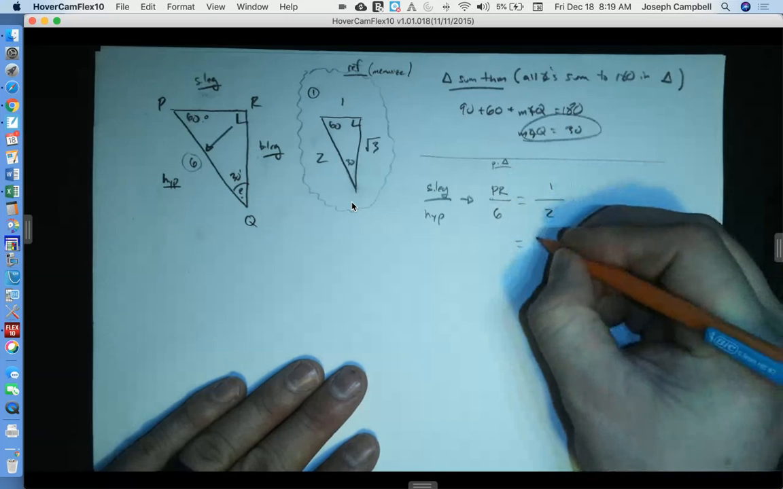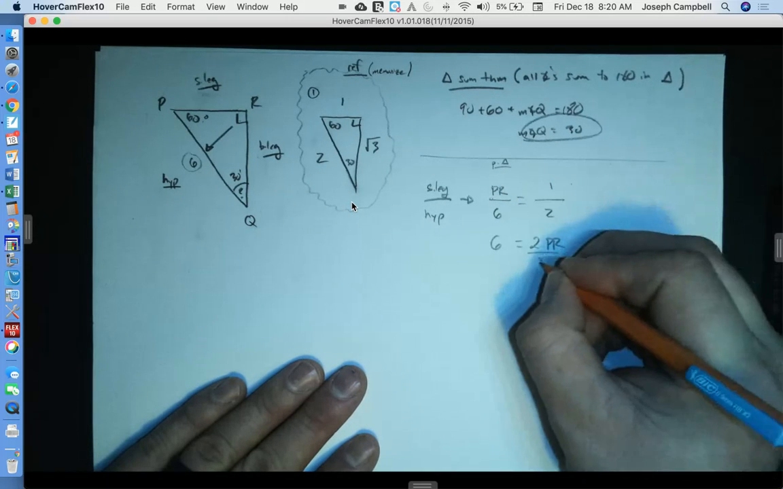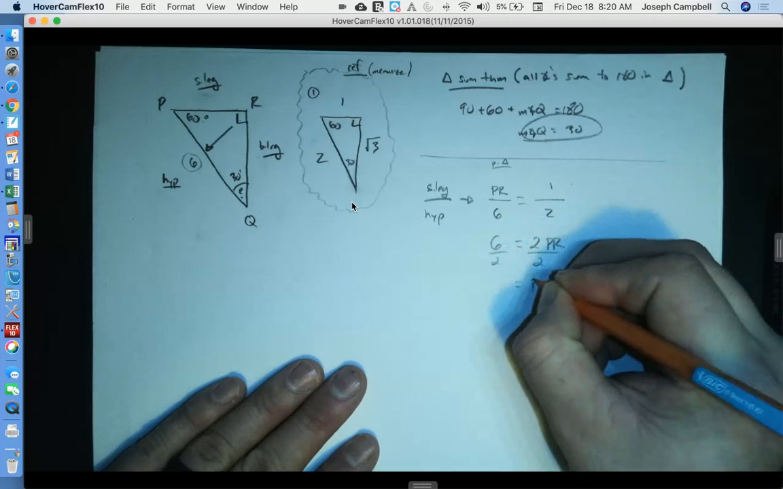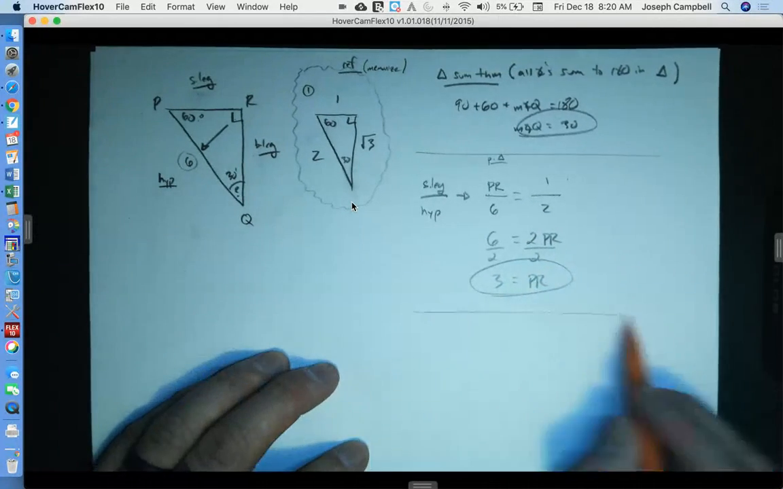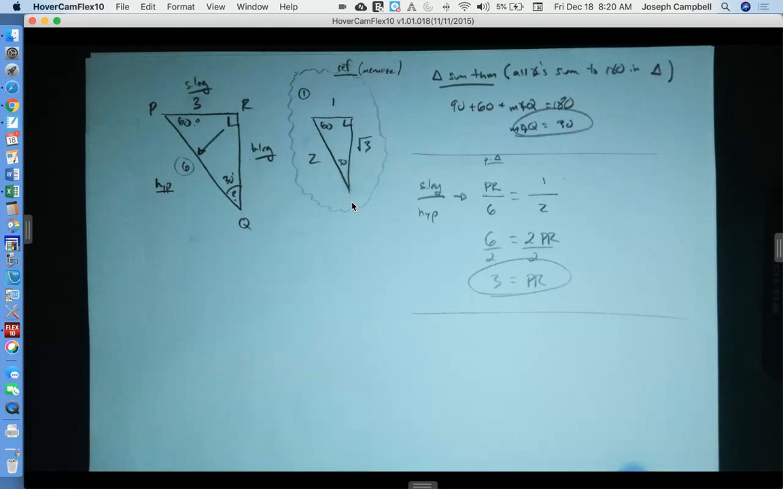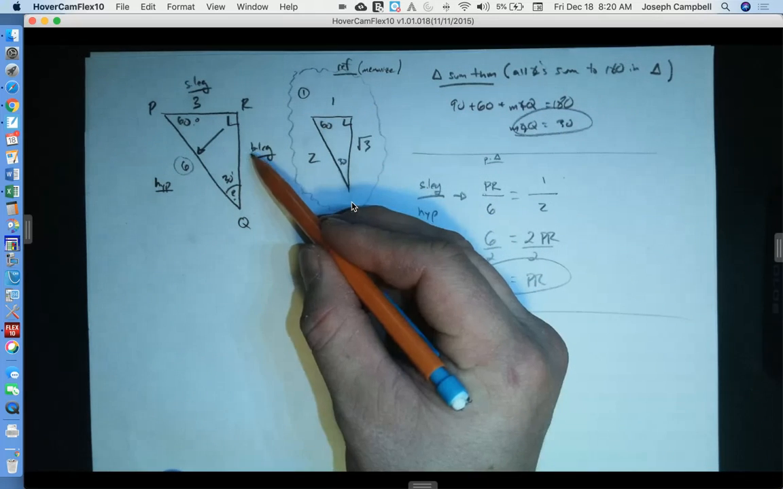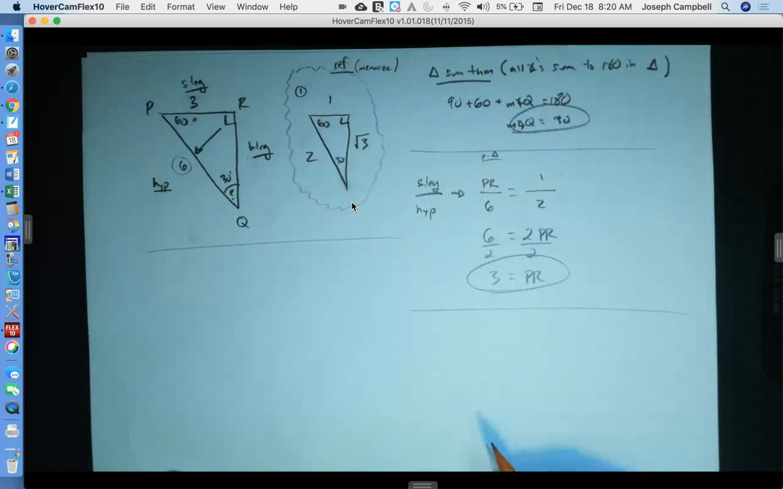PR times 2 is 2 PR. 1 times 6 is 6. Divide both sides by 2. And PR is 3. Okay? So this is 3. Okay, so now we have to just do that process one more time to get this one more missing piece, and then it'll be a day for this problem anyway.